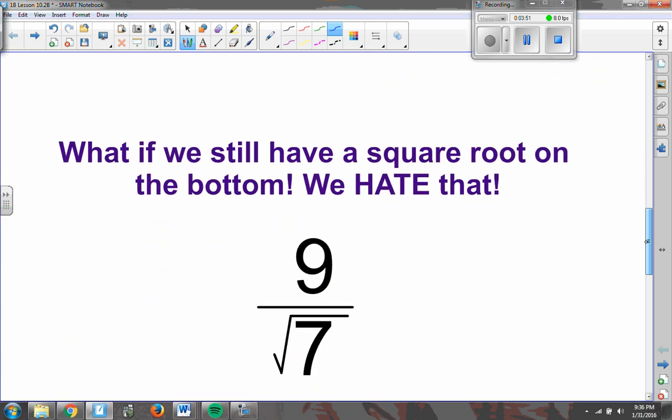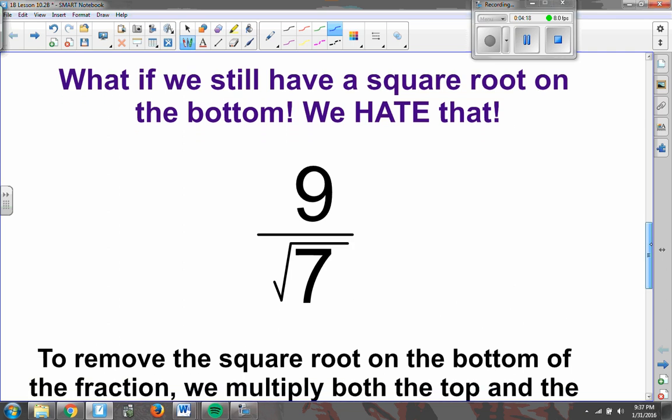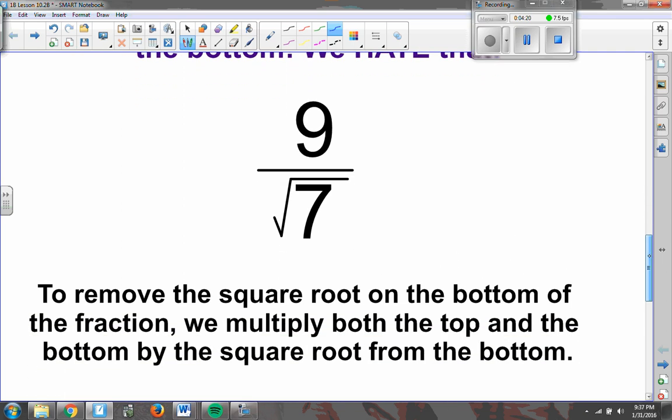Now, we run into an issue when we do this if we end up with a square root on the bottom of the fraction. Mathematicians hate that for some reason. We do not want any square roots on the bottom of any of our fractions. So we are going to get rid of that square root down there by doing what is called rationalizing the denominator, meaning get rid of the square root on the bottom of the fraction.